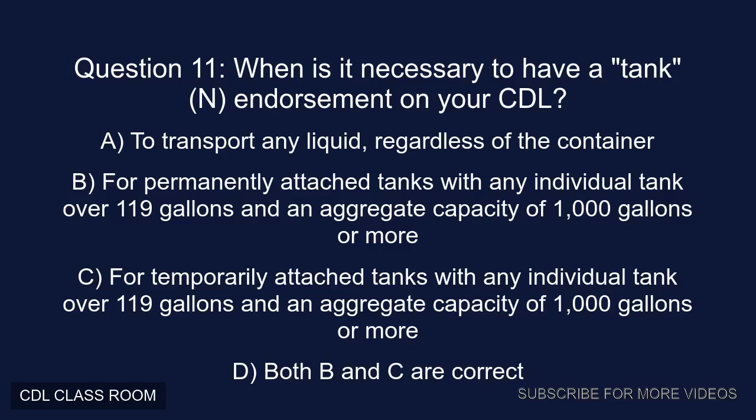When is it necessary to have a tank N endorsement on your CDL? A. To transport any liquid, regardless of the container. B. For permanently attached tanks with any individual tank over 119 gallons and an aggregate capacity of 1,000 gallons or more. C. For temporarily attached tanks with any individual tank over 119 gallons and an aggregate capacity of 1,000 gallons or more. D. Both B and C are correct. Correct answer: D. Both B and C are correct.